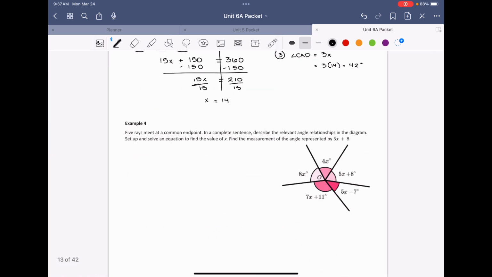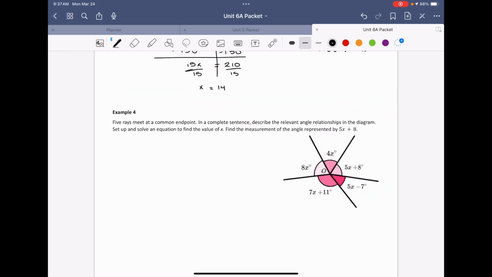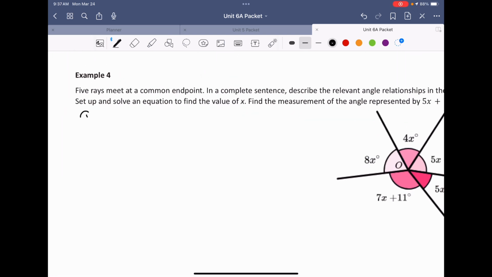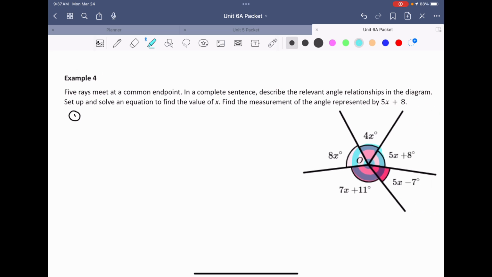All right, example 4. It says 5 rays meet at a common endpoint. In a complete sentence, describe the angle relationship in the diagram. Set up and solve an equation to find x and find the measurement of the angle represented by 5x plus 8. Alrighty, so first step would be our sentence. Let's take a look at our diagram. We have angles around a point. All of them, that means, should add to 360 degrees. I would like you again to try this one on your own, so please pause the video, try it out. When you're all set, unpause and check.